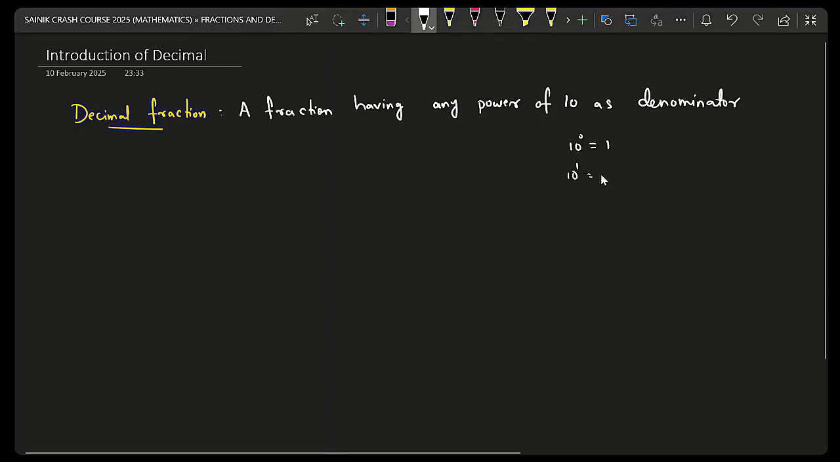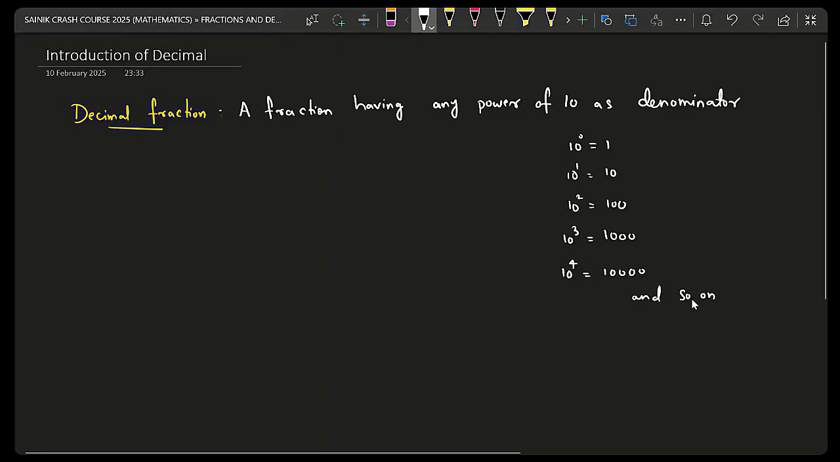10 power 1 is 10. 10 square is 100. That means 10 multiplied 2 times. 10 cube means 10 multiplied 3 times. We get 1000. 10 to the power 4, 1 followed by 4 zeros, that is 10,000, and so on. So like this, these numbers are called 10 powers.